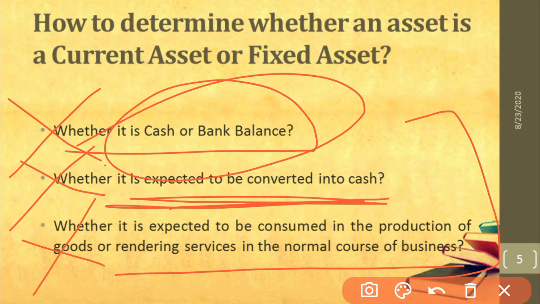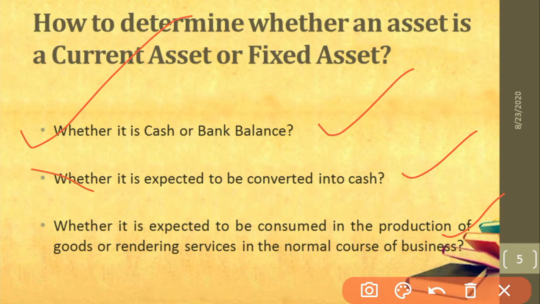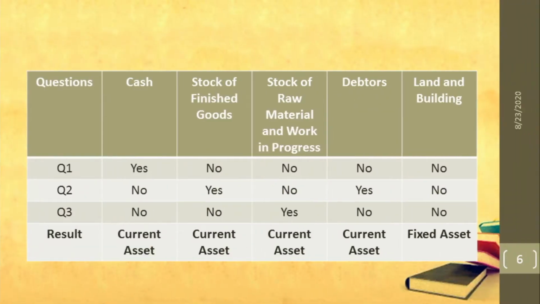Over here, if all the questions are negative, then it is a fixed asset. Otherwise, if any one question is positive, say one is positive and the other 2 are negative, it is going to be a current asset. We are going to take an example of this.